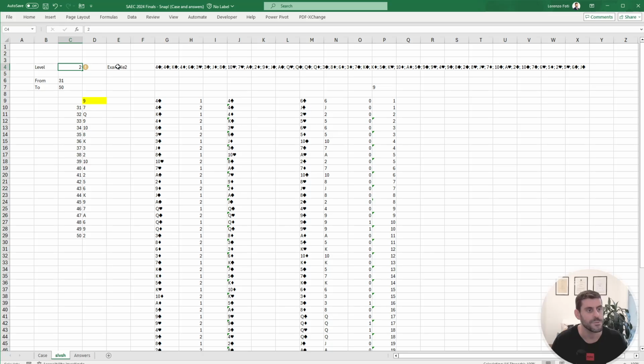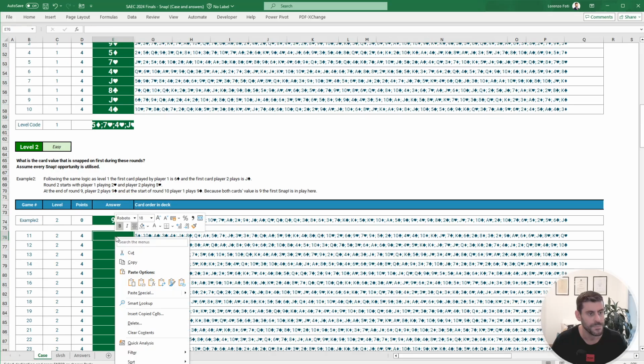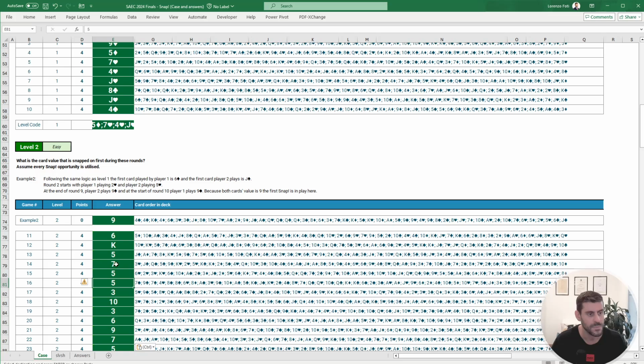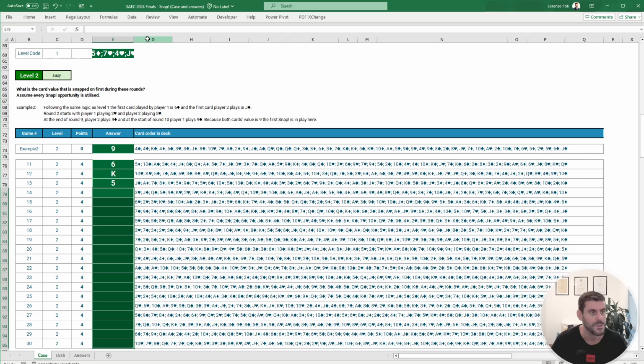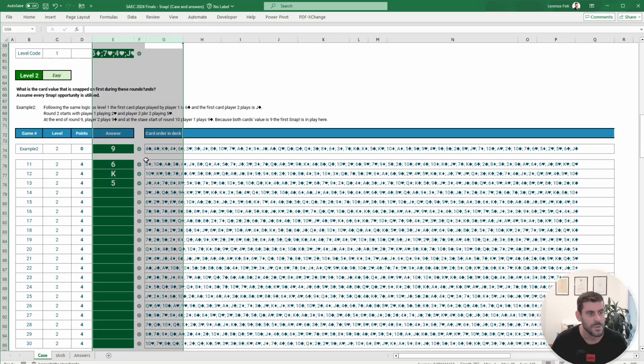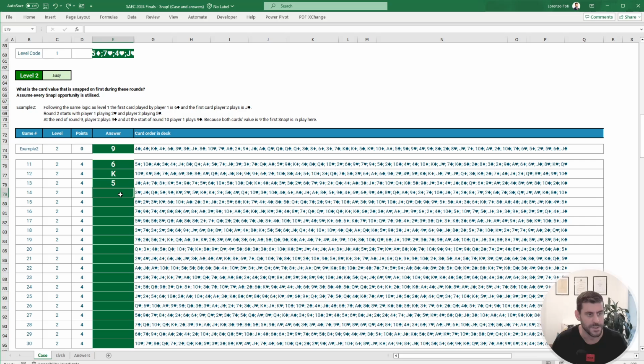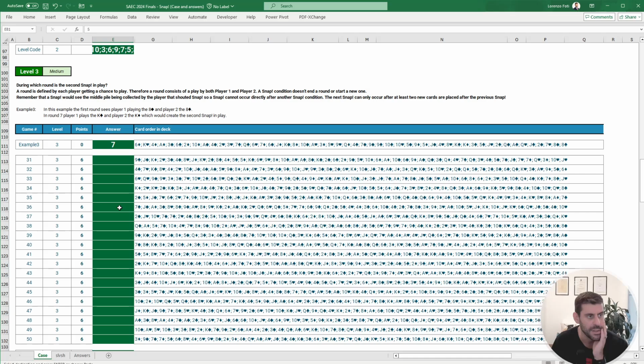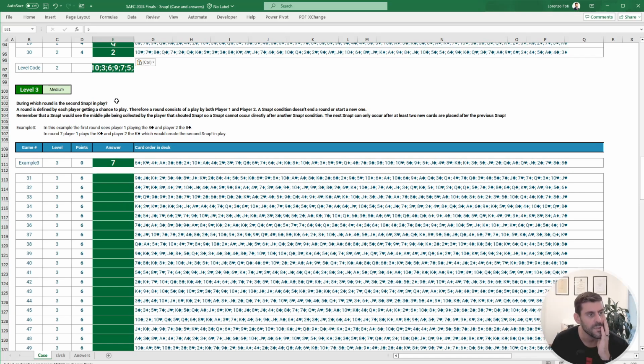Actually, level 2 here. Let me check for the first 3, because I'm basically simulating the fact that usually you have a hint for the first answer, or at least you have the multiple choice in the platform. Now, which round is the second snap in play?